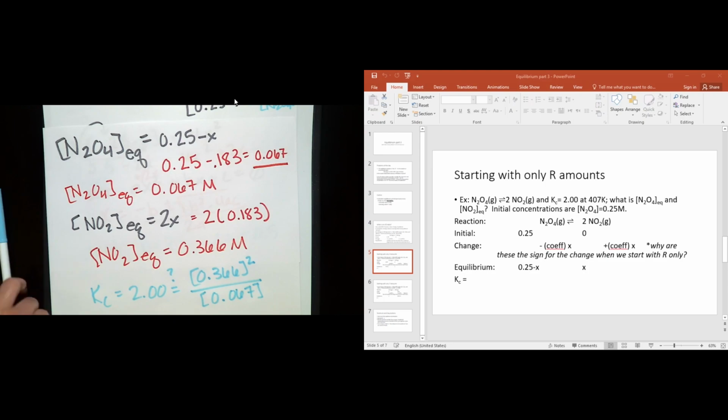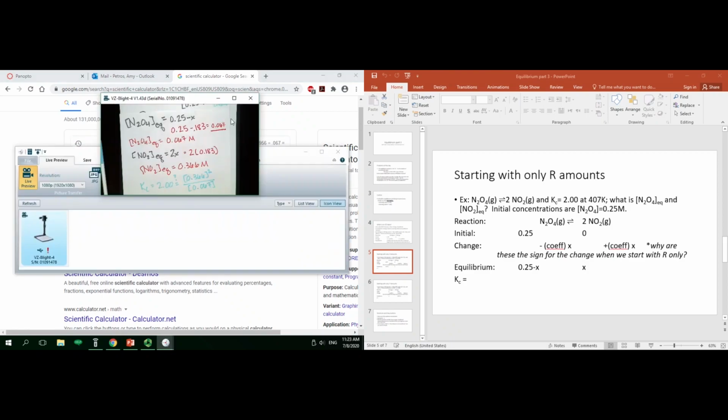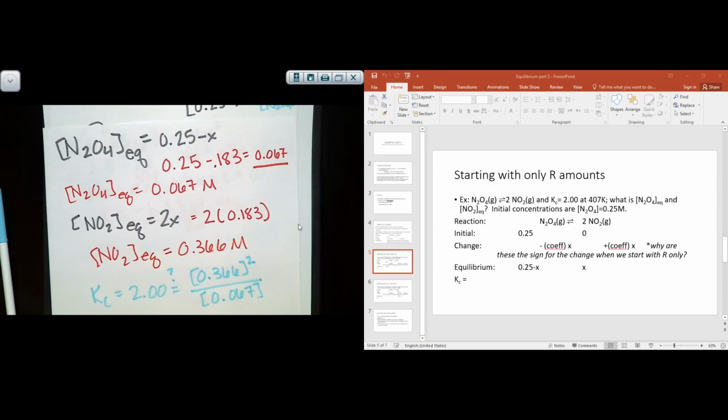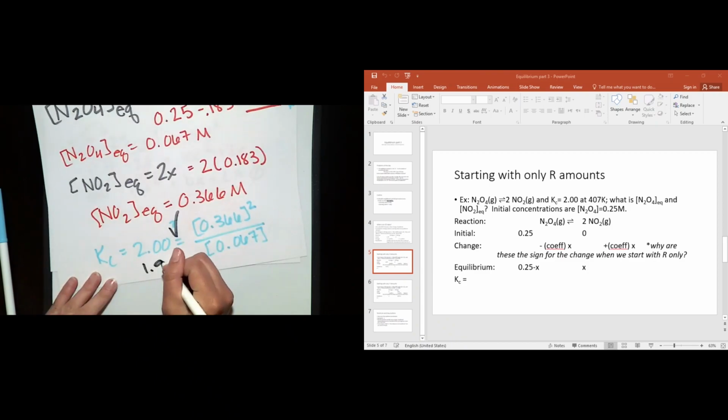Okay, so let's plug this in to the calculator. 0.366 squared divided by 0.067. Okay, I get 1.999 and a few more digits, and I am definitely comfortable with that because I did round these values just a little bit. So I'm going to put a check mark there. I got 1.999, so I am good. I am all set there.